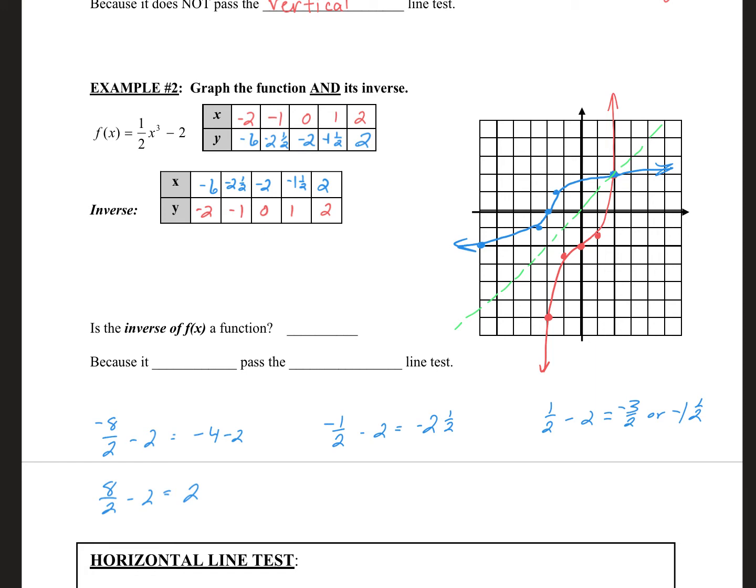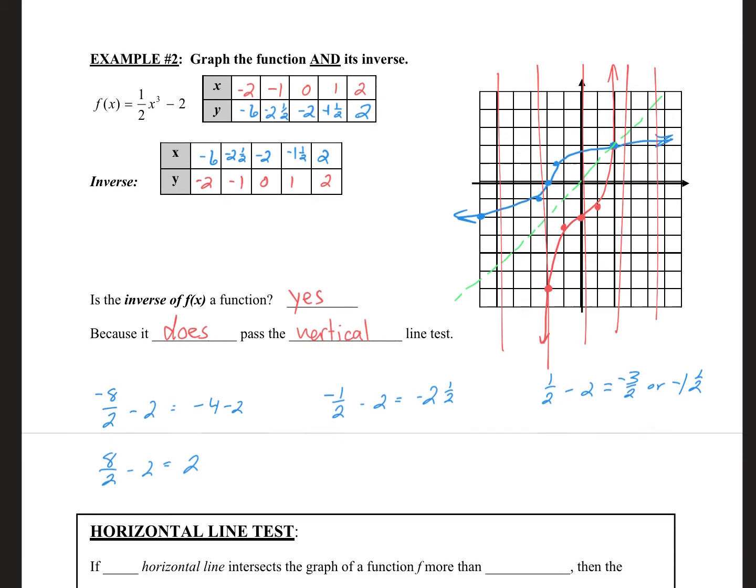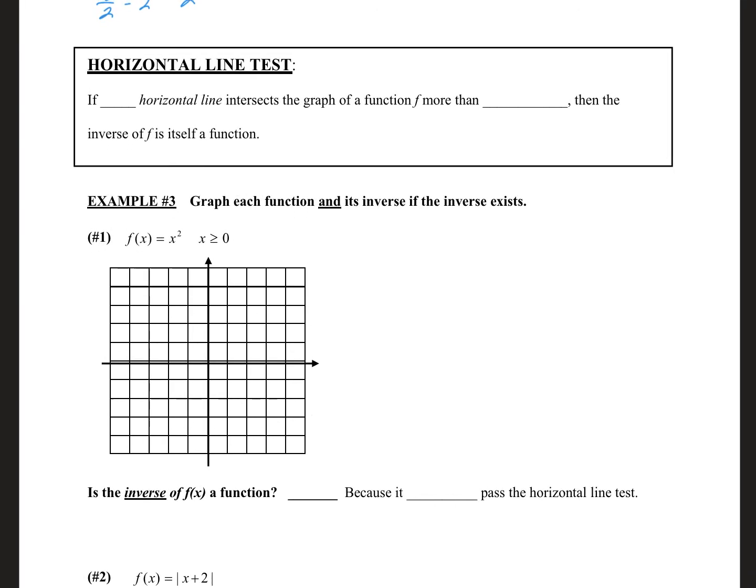So now it says, is the inverse of f of x a function? Well, let's use our vertical line test here. If we draw vertical lines, we're looking at the blue graph. We see that each of them only intersects our graph one time. So is the inverse of f of x a function? Yes, because it does pass the vertical line test. Because our vertical lines only intersect our graph once, the graph is a function.